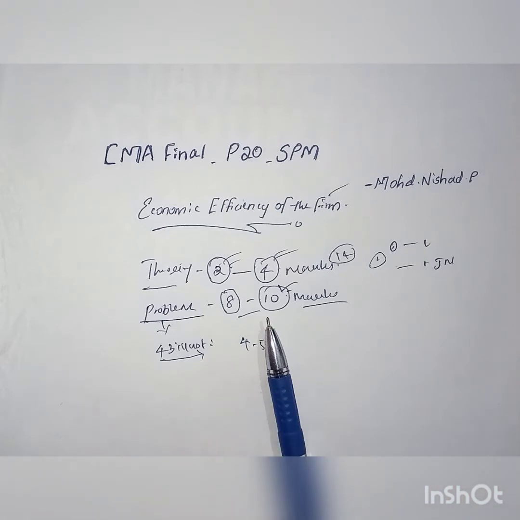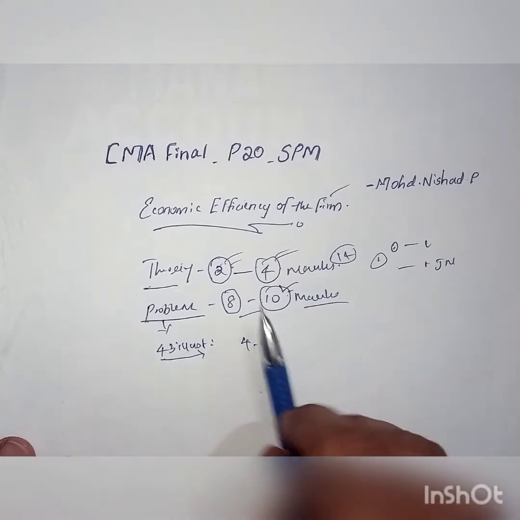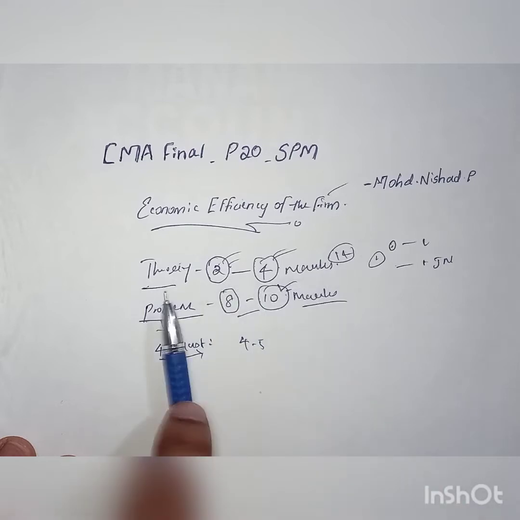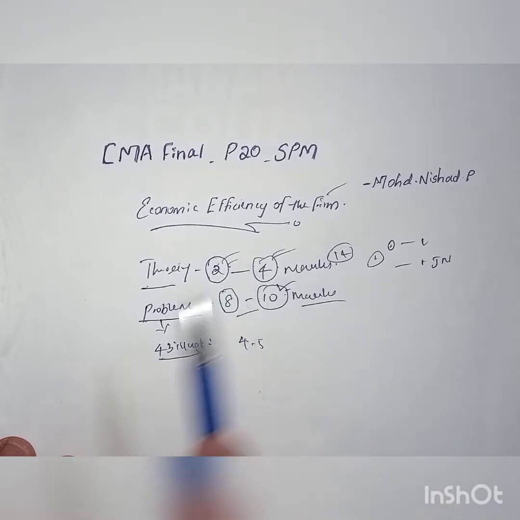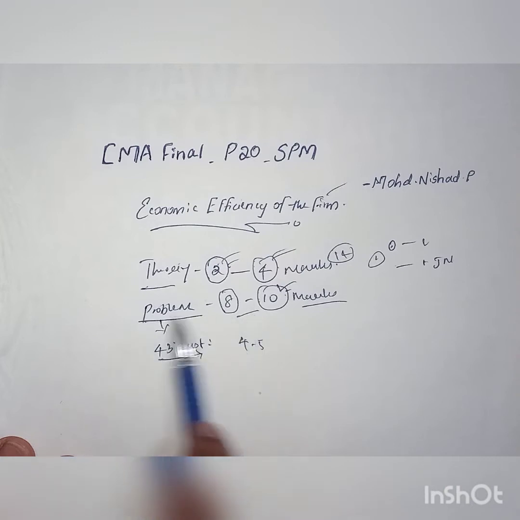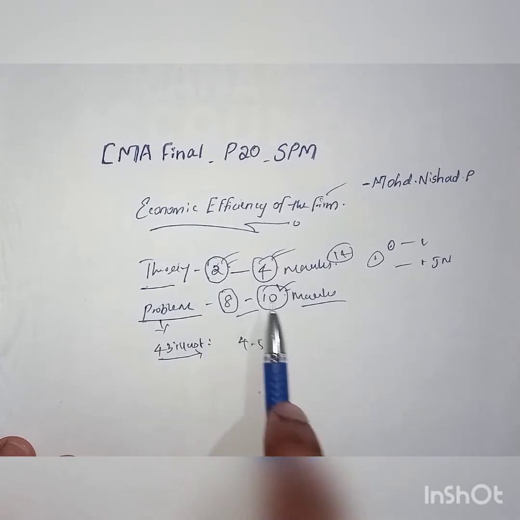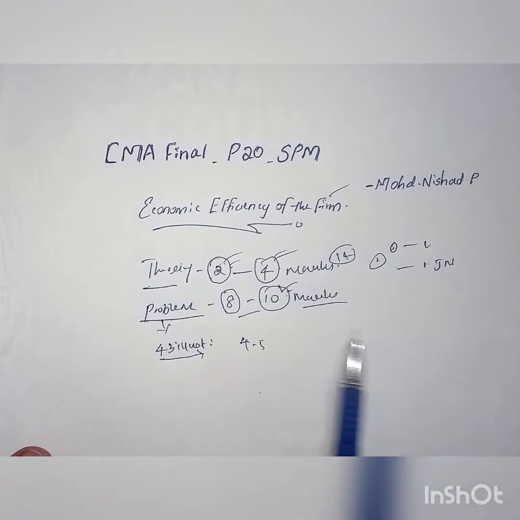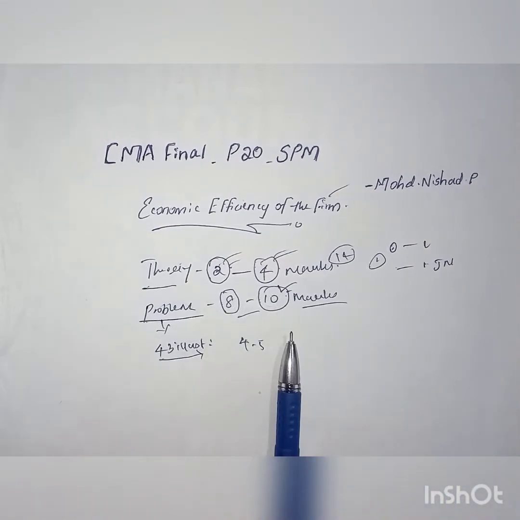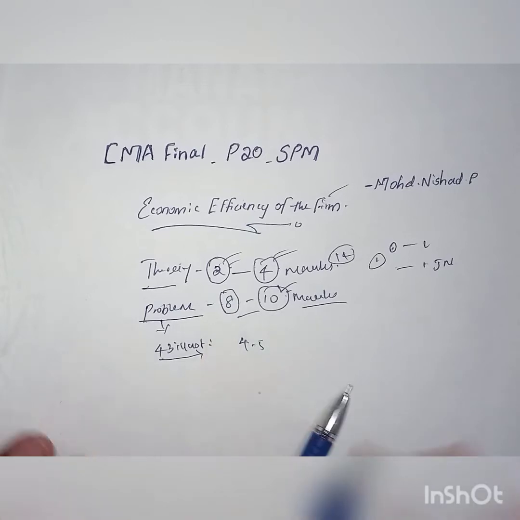Coming back to the chapter, this chapter has some part theory and some part problems. From the theory part, in the exams, 2 to 4 marks questions will be asked, and from the problem part it will be 8 to 10 marks. So most of our marks will go to problem areas, and the theory is what you have studied in your plus 2 commerce and economics, like different market types and demand and supply.